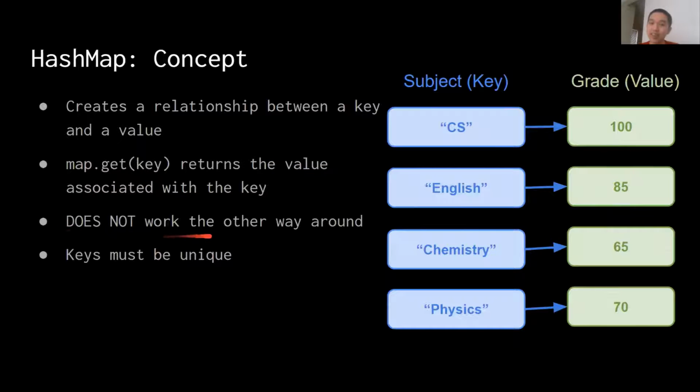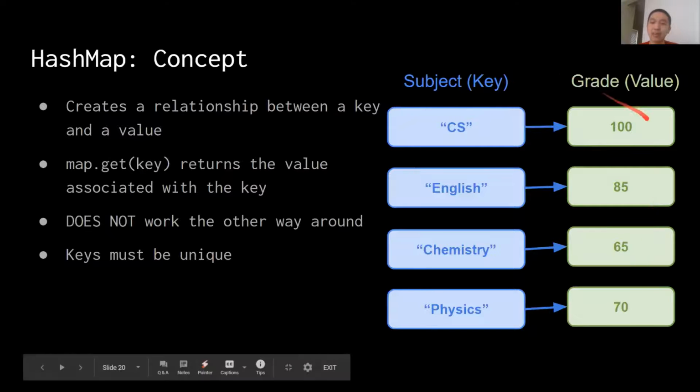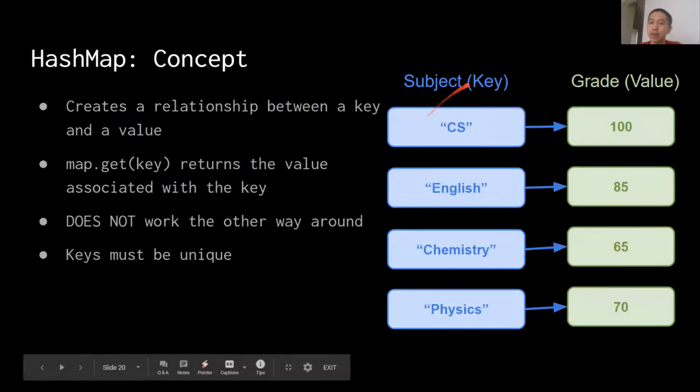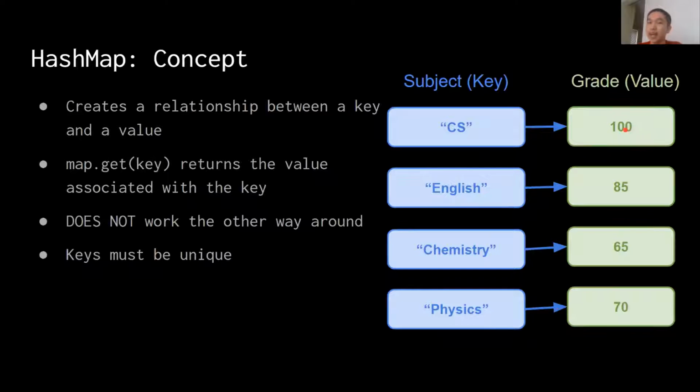And it does not work the other way around. I can tell the computer, hey, I made this really cool hash map, and I want to see what my grade is for CS. So I do map.get CS and I get 100. But I can't tell the computer, hey, I gave you this hash map, can you tell me which key has the grade 100? I can't do that. A hash map is a one-directional relationship. I can't go from the value back to the key.